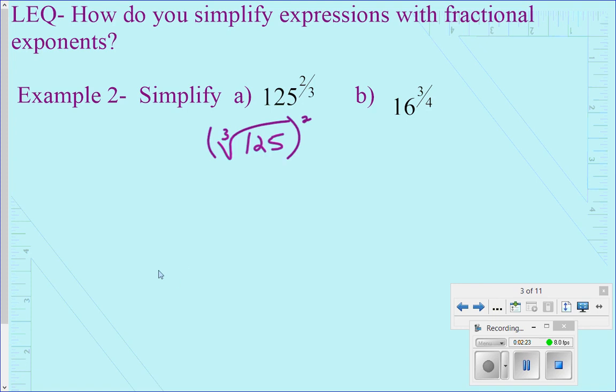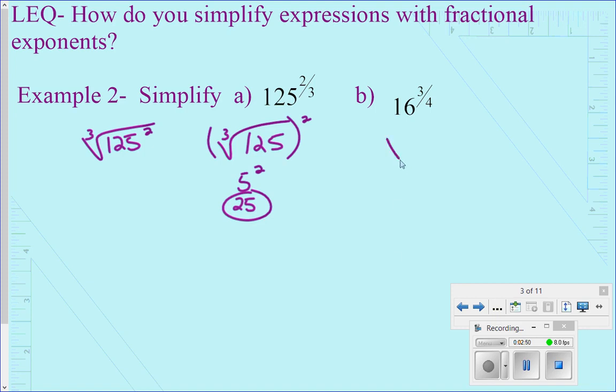So that step is simplifying it in that manner rather than this, or they're equivalent. They're both fine, but this I'm not going to be able to simplify without a calculator, whereas this one I am. So we're going to go with this step instead. So the cube root of 125 we know is 5, and then 5 squared we know is 25. So 25 is the final answer.